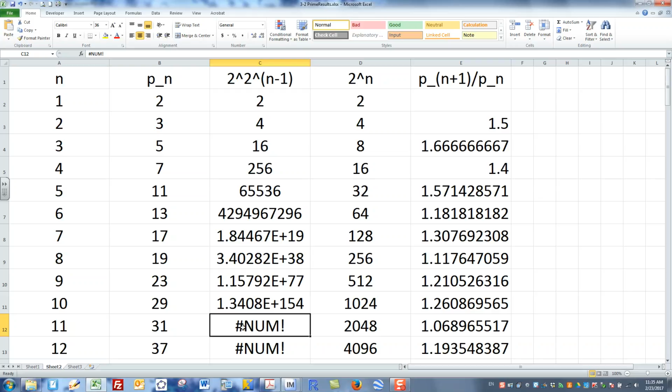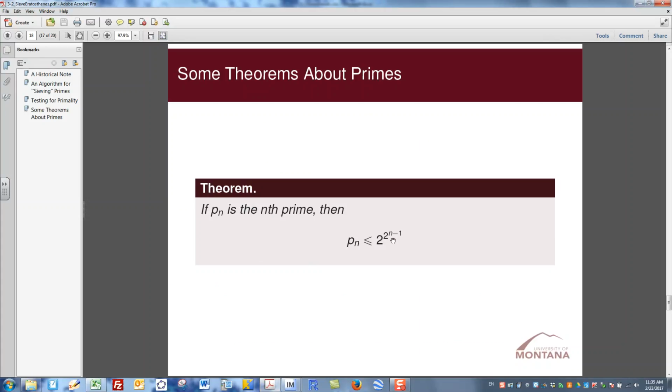So we can see that the theorem itself is kind of a gross overestimate, but it does provide a certain upper bound. The proof of this theorem is actually in your text, and you might take a look at it. But given its utility, I think perhaps it's not as important as the next couple of theorems.